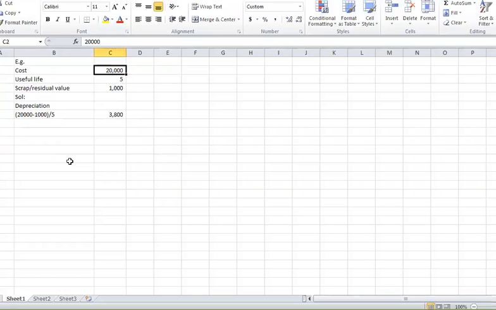We have just solved an example. Cost of an asset is £20,000, useful life is 5 years, and scrap value is £1,000. So how to calculate the depreciation? Cost minus scrap value divided by useful life. Every year in the straight line basis method, the amount of the depreciation will remain the same.